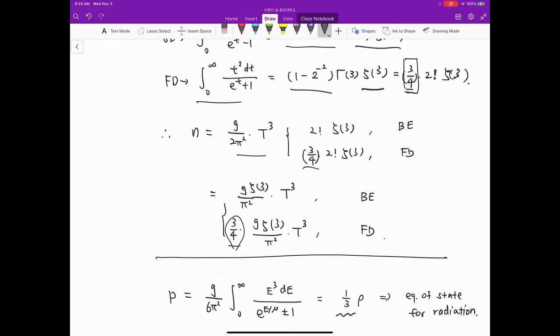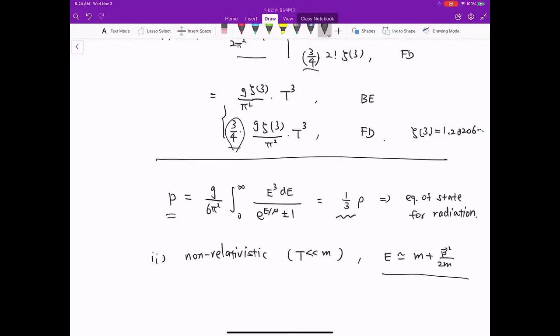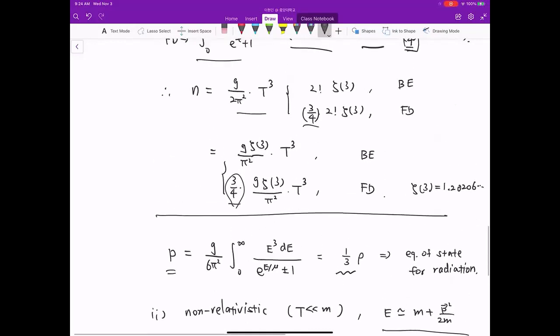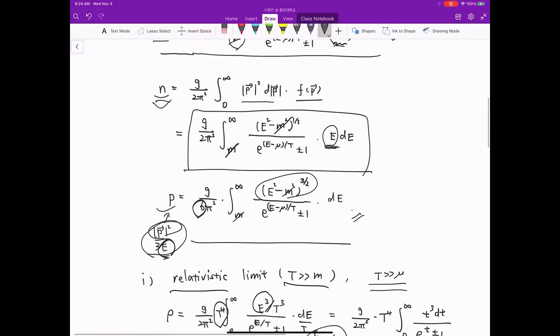Also, the Riemann zeta function of 3 is not given in a closed form, but we know the numerical value, which is 1.20203. So finally, for the relativistic case, the pressure is also approximated in this form when the mass term is ignored. The general expression for the pressure is given by this, and we are ignoring this mass term.